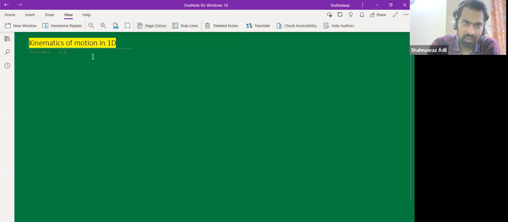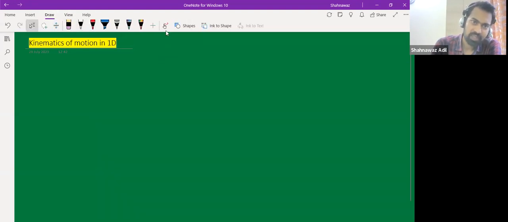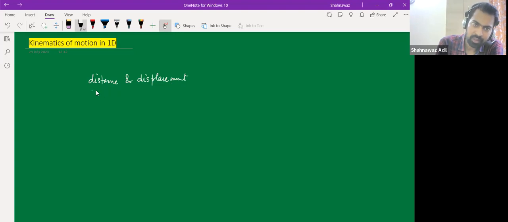So in today's lecture, we'll talk about kinematics of motion in a plane. Kinematics means when we study a moving body. So what are the attributes of a moving body or moving object? First is displacement and distance. Distance and displacement we already talked about.